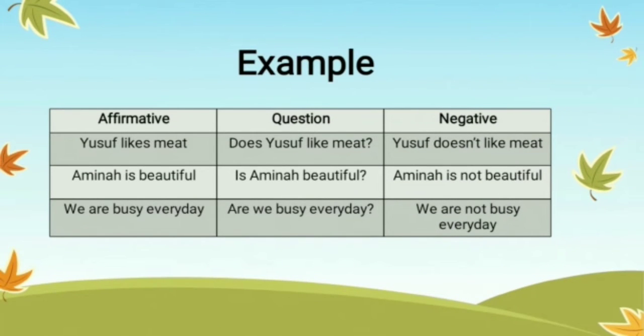Okay, this is the example of simple present tense. The first is from affirmative sentence: Yusuf likes meat. From question sentence: Does Yusuf like meat? From negative sentence: Yusuf doesn't like meat. The second, from affirmative sentence: Aminah is beautiful. From question sentence: Is Aminah beautiful? From negative sentence: Aminah is not beautiful.